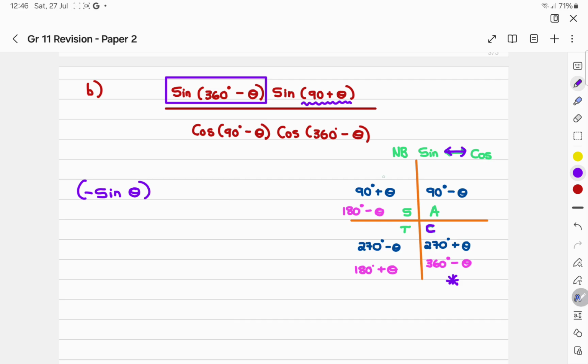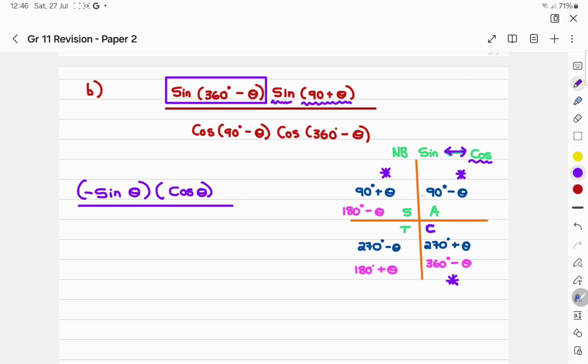First, we need to check 90 plus. Is sine, we're still busy with sine, a positive over there? Yes. So it's going to become a positive sine, which now turns into cos. So it's going to be a positive cos theta, all over cos 90 minus. 90 minus sits over here.